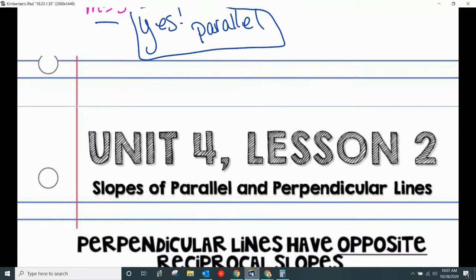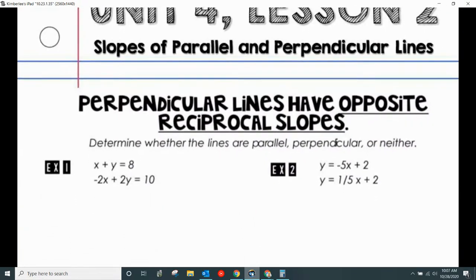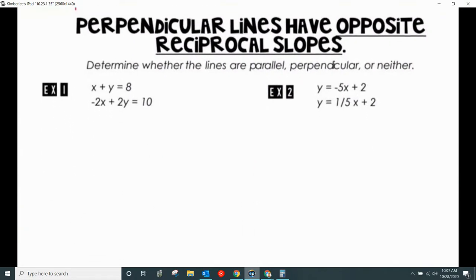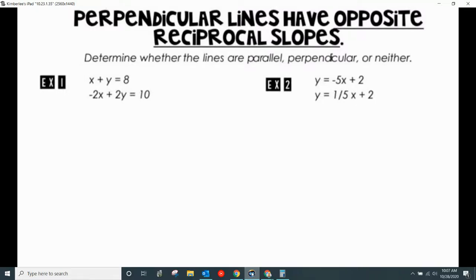Okay, so what if we've been given some lines and they say, determine if they're perpendicular? Well, you remember from Wednesday that perpendicular lines have to have opposite signs on their slopes. So this means opposite signs. One has to be positive and one has to be negative. And reciprocal, you can remember that's when you flip the fraction. So we have to discover our slopes here. So let's start with example 2 again, because look, it's already in the form y equals mx plus b.